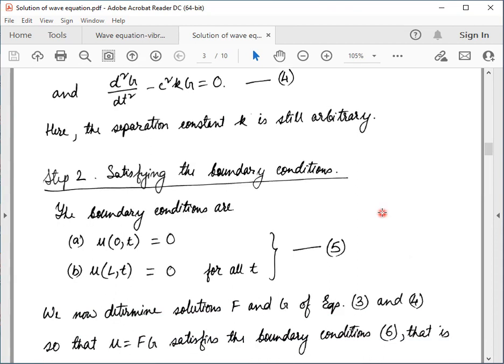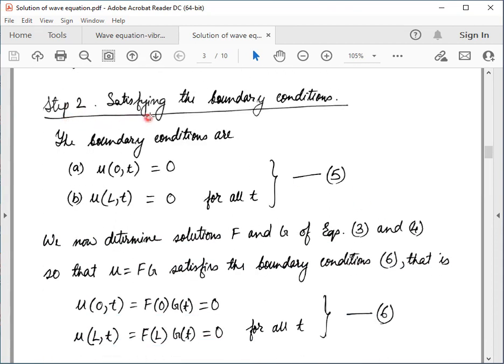So this is step number 2: solutions satisfying the boundary conditions. And what are the boundary conditions? The boundary conditions are that one endpoint, that is at x equal to 0, is kept fixed, so the displacement would be 0. The other endpoint at x equal to L is also kept fixed. So that means the displacement at the point x equal to L is also 0. This is true for all times.